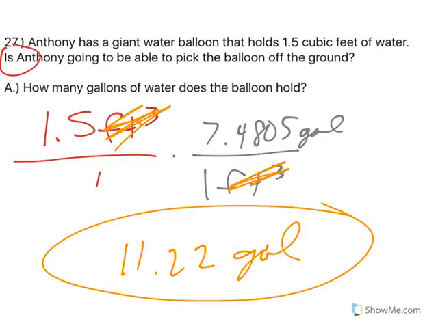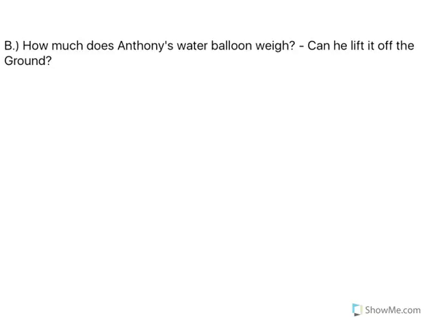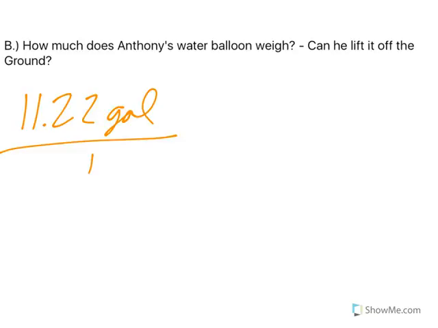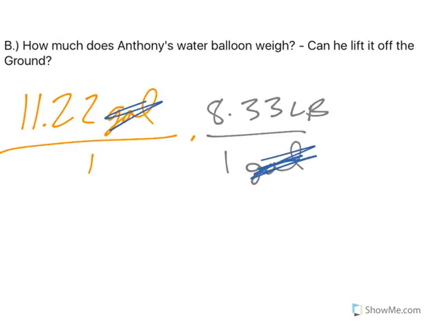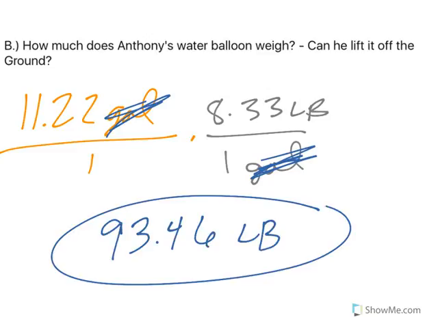That's a lot of water. And how much will that weigh? Well, if I have 11.22 gallons, and we know that 1 gallon weighs 8.33 pounds, well, that makes the gallons go away. If I multiply, I get 93.46 pounds. If he fills that all the way up, it's going to weigh 93 pounds.